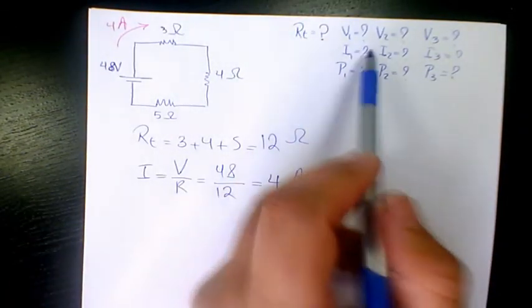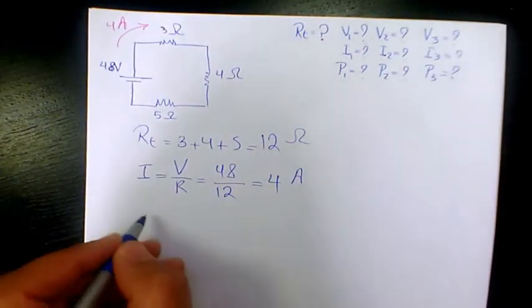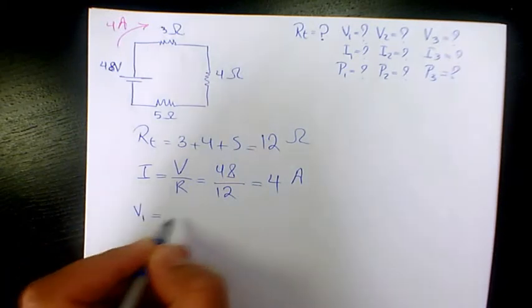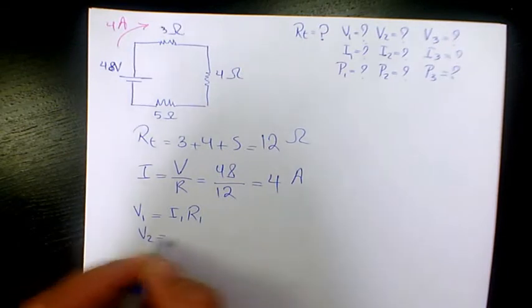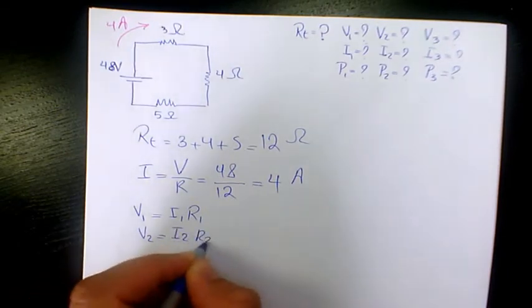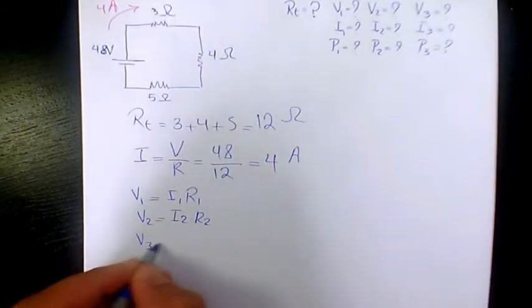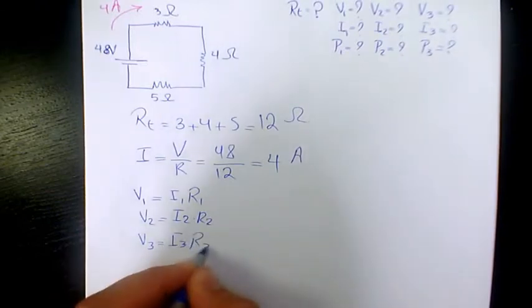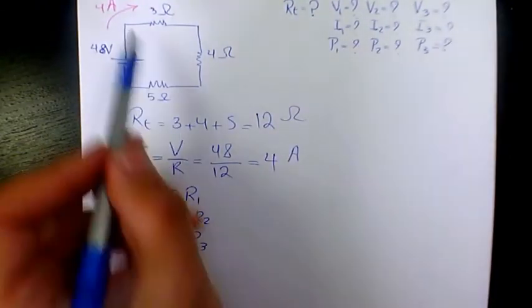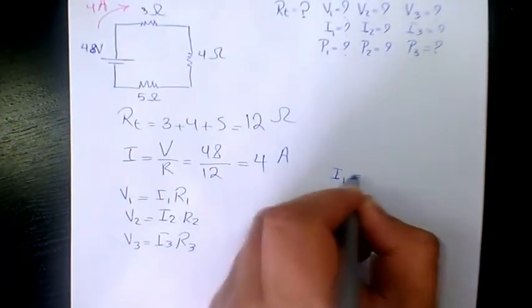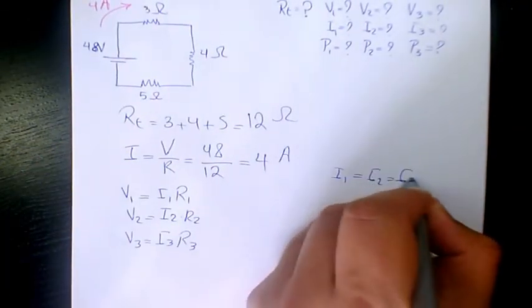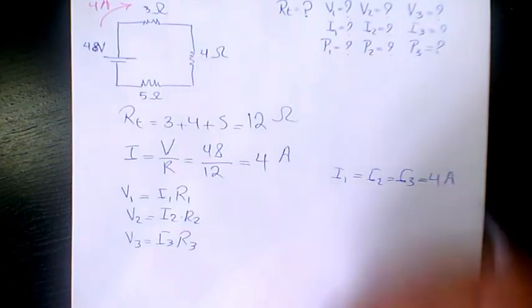So then we need to find V1, V2, V3. V1 is I1 times R1. V2 is I2 times R2. V3 is going to be I3 R3. So I is constant everywhere, so I can say I1 equals I2 equals I3. That's what we have in a series circuit.